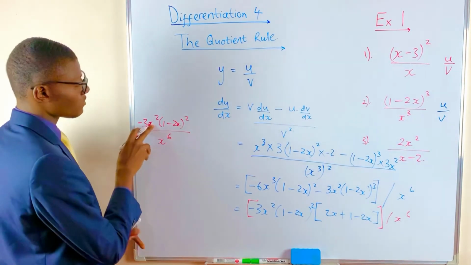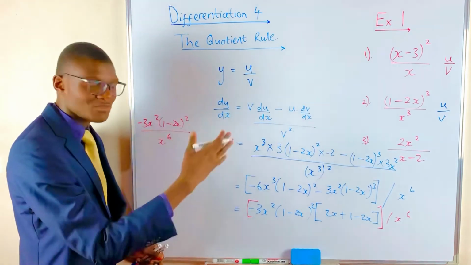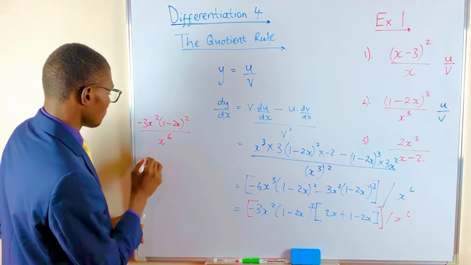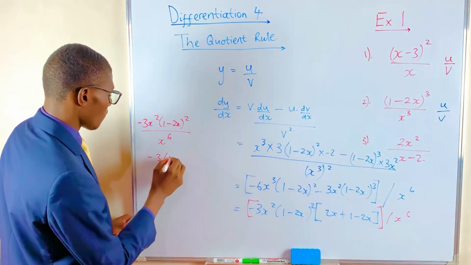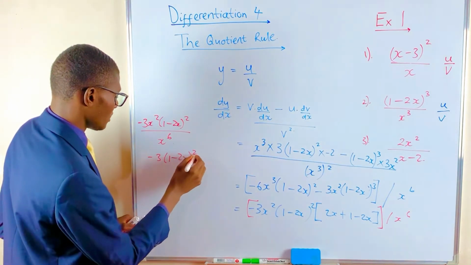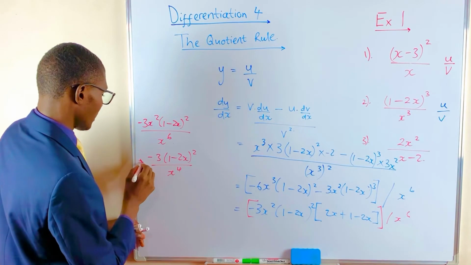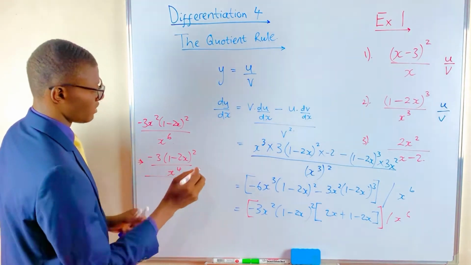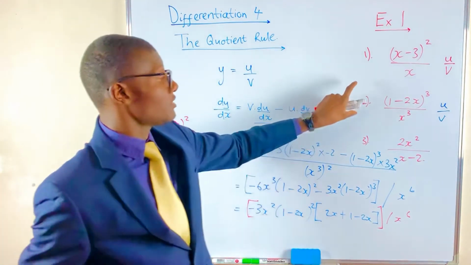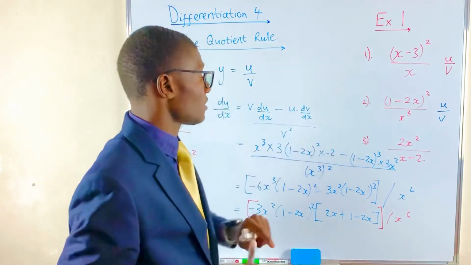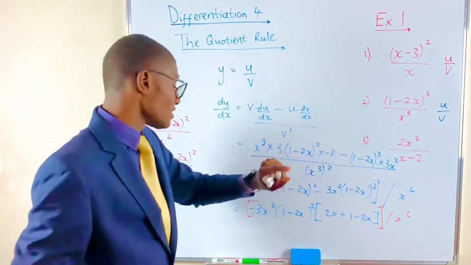And x to the power of 6, x squared, x to the power of 6, we can simplify that as well to get minus 3, 1 minus 2x squared over x to the power of 4. So now that would be the final answer for the differentiation of this question. So now let's move on to look at the last part.